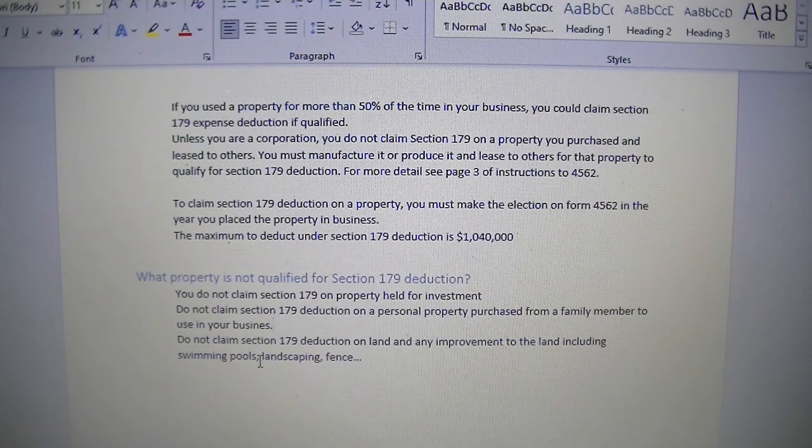What property is not qualified for Section 179 deduction? You do not claim Section 179 on property held for investment. You do not claim Section 179 deduction on a personal property purchased from a family member to use in your business. You do not claim Section 179 on land and any improvement to the land, including swimming pool, landscaping, fences, etc.